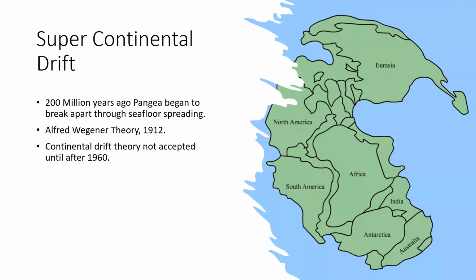In 1912, Alfred Wegener proposed a theory that the continental landmasses were drifting across the Earth. Many scientists of his time laughed and scoffed at his idea, but it wasn't until 1960 that his idea was actually proven to not be a theory anymore, but a fact.